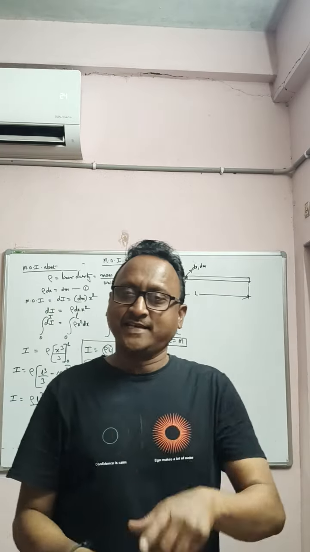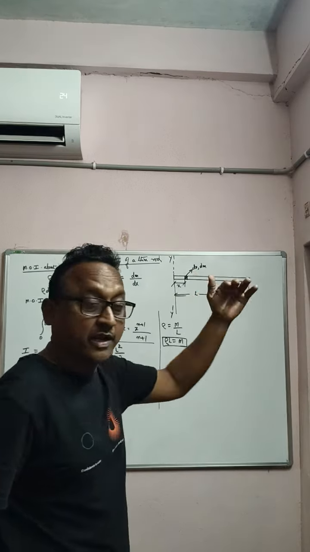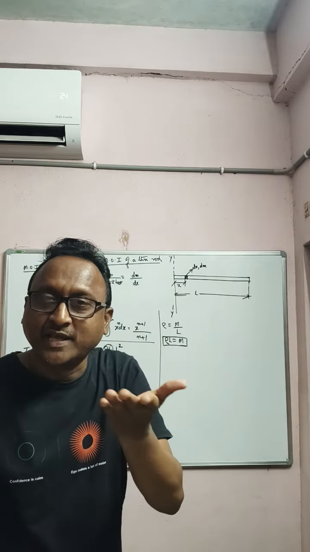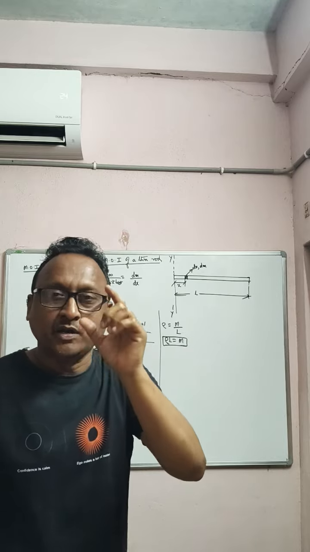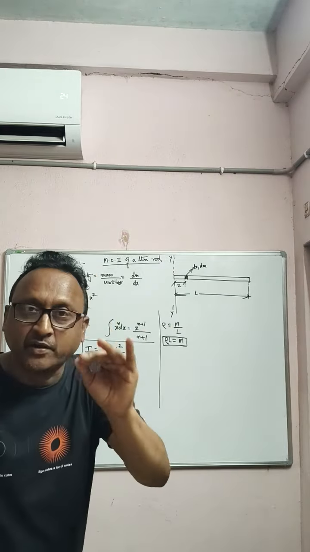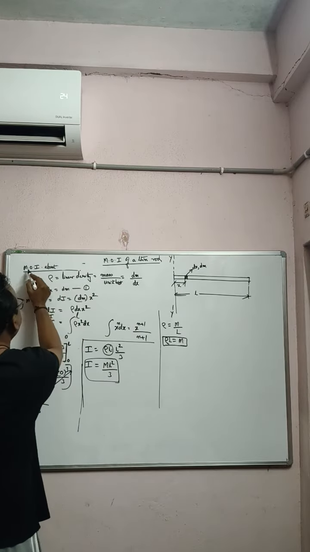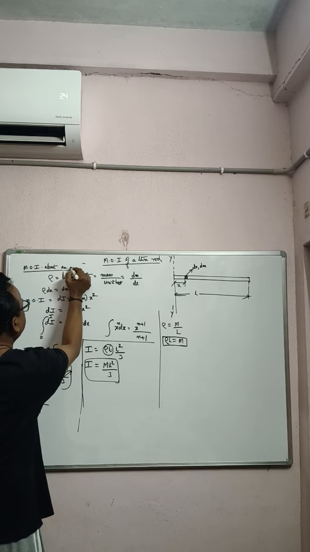Hi friends, just now we have discussed the moment of inertia of an iron rod about its center, perpendicular to the length of the rod. Now, in the same way, we will find the moment of inertia of the thin rod about an axis through one end. Okay, moment of inertia about one end.